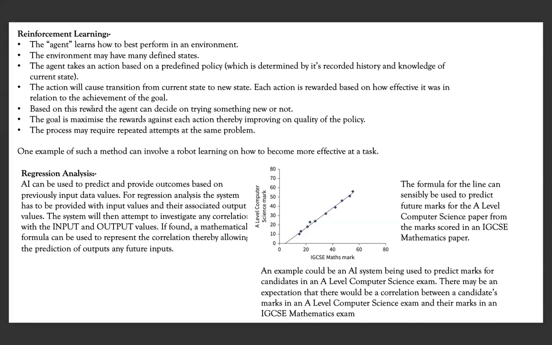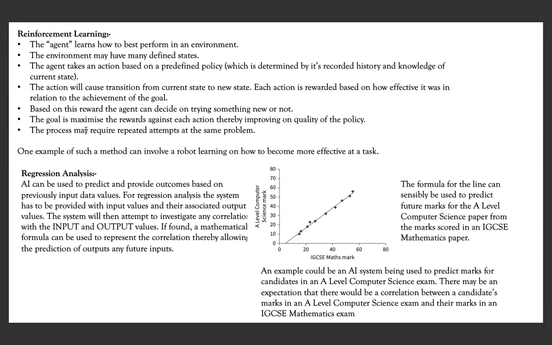Based on this reward, the agent can decide on trying something new or not. For example, if the reward was low, the agent will next time try to achieve a better outcome, a better result, by taking some other path or some other action. Every time it takes a new action, it will be rewarded. If the rewards are improving, that means my agent is also coming up with more effective solutions. The goal is to maximize the reward against each action, thereby improving the quality of the policy.